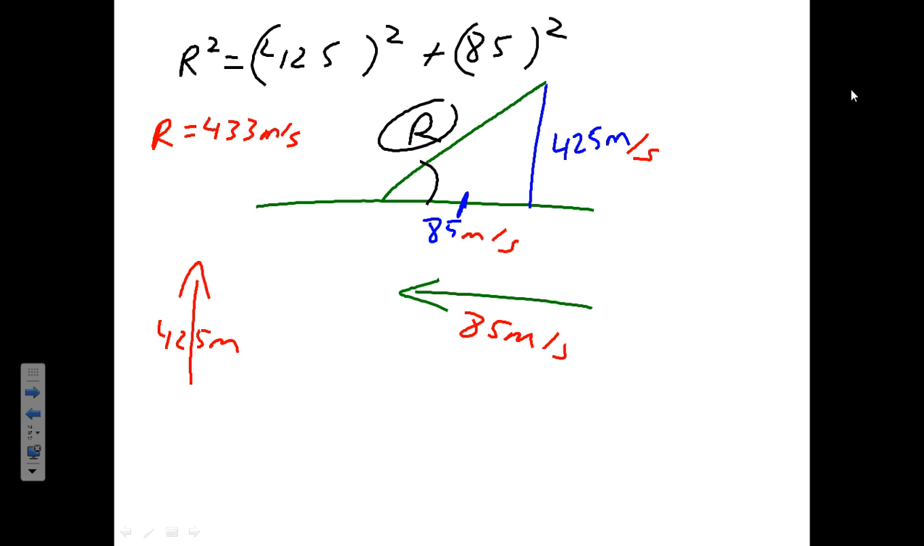We need an angle. And again, the angle we want is the angle between our resultant and our horizontal, our heading angle. So tangent. So we'll say the tangent of our angle equals opposite over adjacent. Take the inverse tangent of that. 78.7 degrees. And that would be 78.7 degrees north of east.